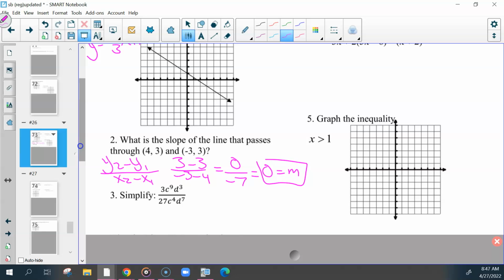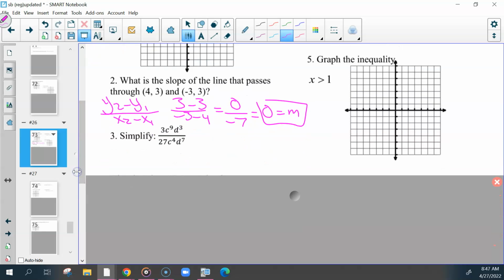Number 3, you are dividing like bases. What are you doing with the exponents? Subtracting. And actually dividing the numbers. So it'd be 1/9. C to the 9th over C to the 4th would be C to the 5th. D to the 3rd over D to the 7th would be D to the negative 4th, but that would just be D to the 4th down here. Questions on those 3?